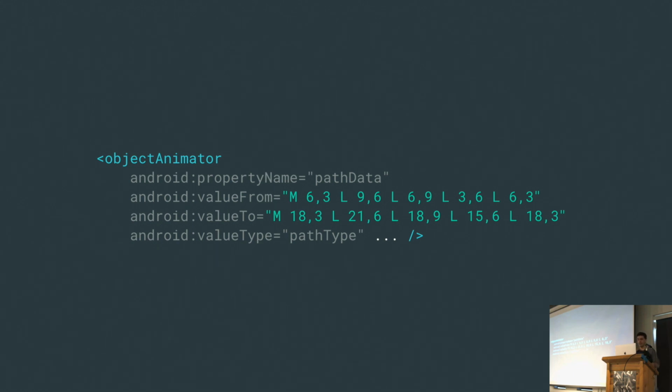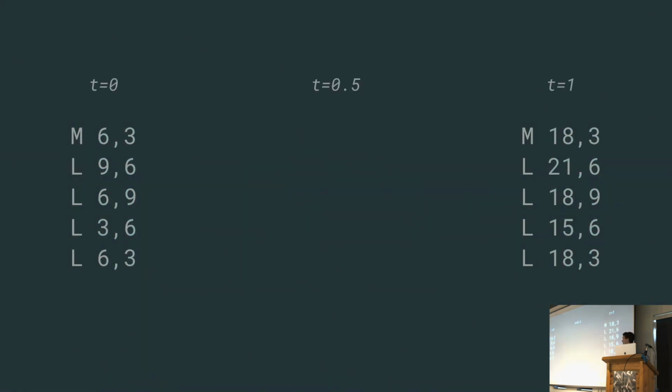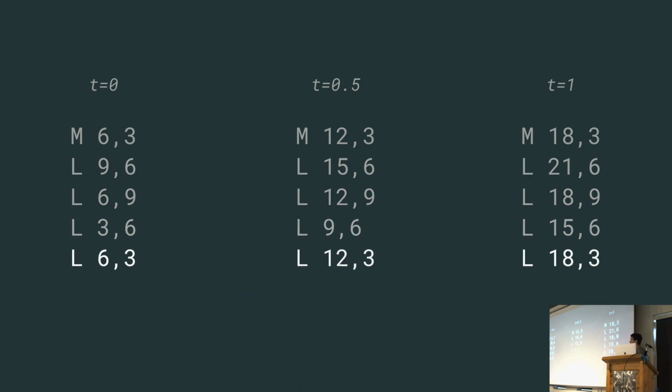An easy way to visualize it is if you line the paths up vertically and you go through each pair of points and ask the question, what's halfway between these two points? In this case, it's 12.3. You just go pair by pair, and once you get all the way through, you have this intermediate SVG path data string. It should be obvious here that one of the requirements is that both path strings need to have the same number of points and same type of commands, otherwise this strategy doesn't work.